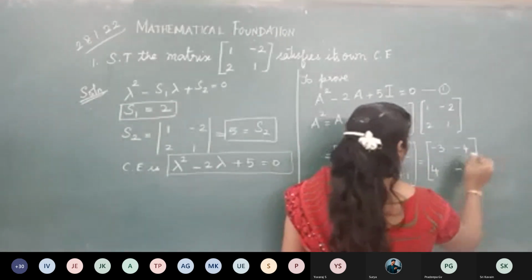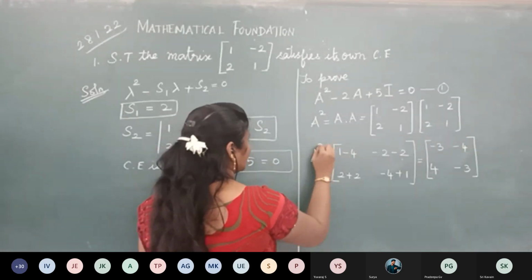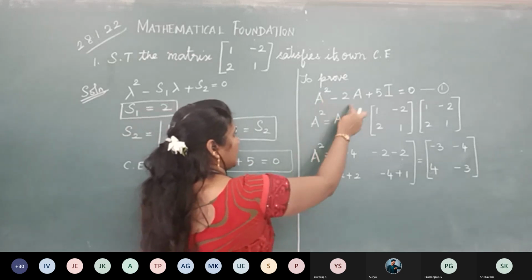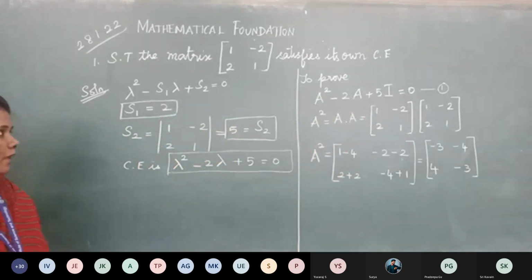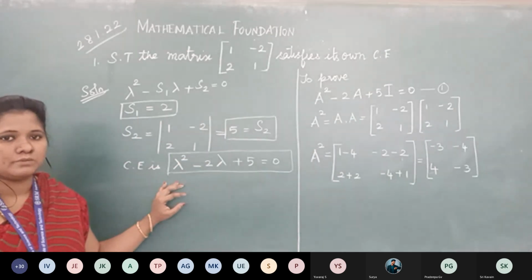Okay, that is your A square. Now we have found out A square. Next you have to find out 2A. Just write this characteristic equation.